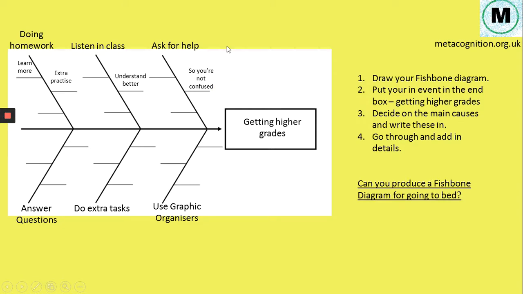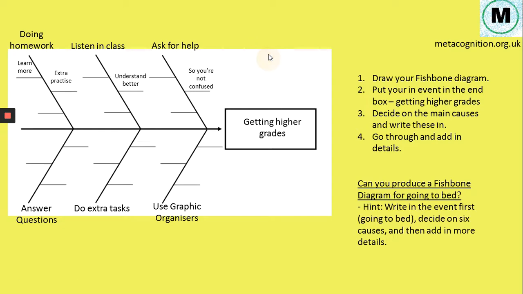Now I want you to produce a fishbone diagram for going to bed. So your event is going to be going to bed. You need to select 4, 6, 8 reasons or causes that make you go to bed, and then add in some more details about it. So write in your event, select your causes for it, and then go through and add in some more detail. Pause the video here, give that task a go, and then compare it back to my example and see how good yours was.